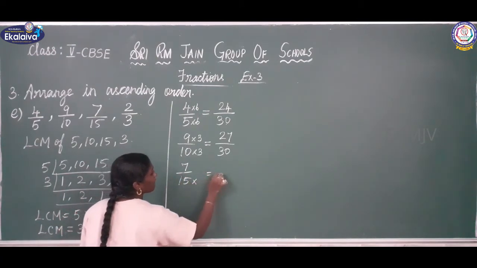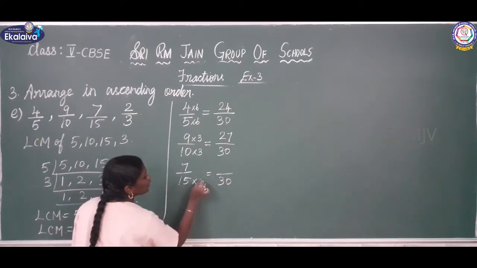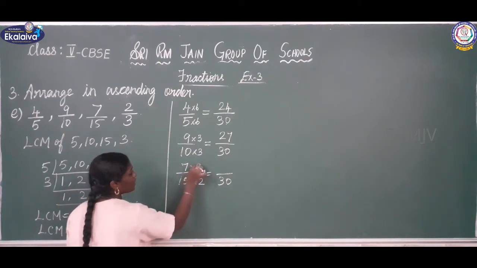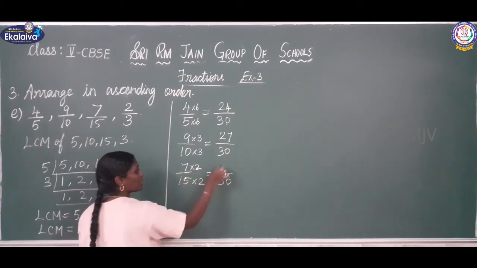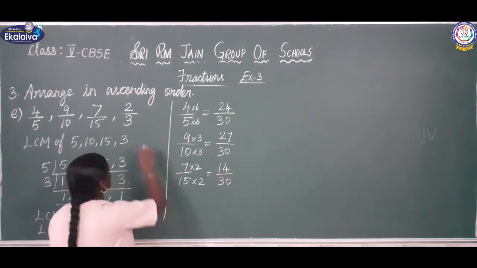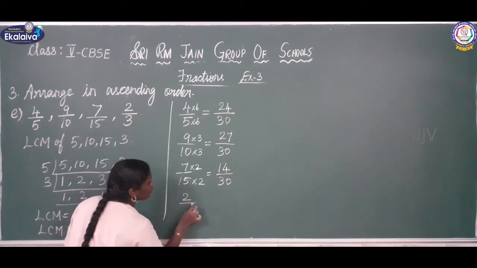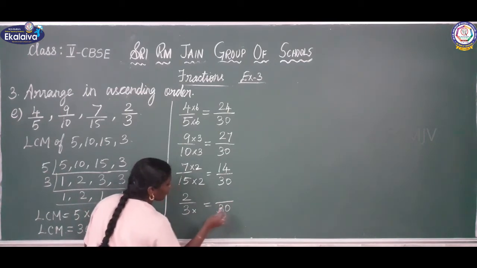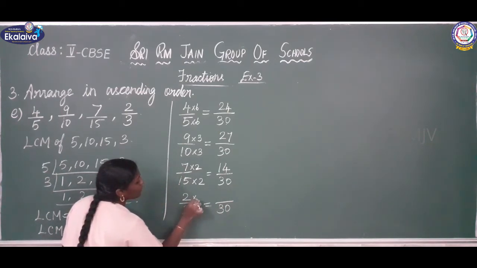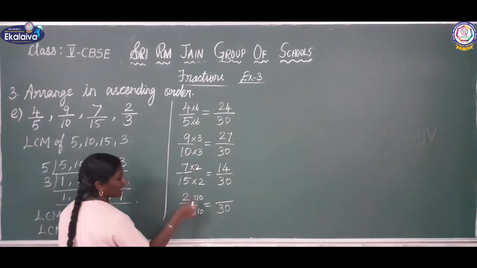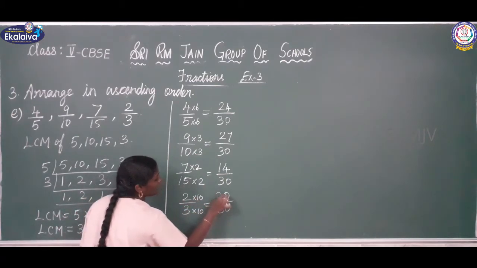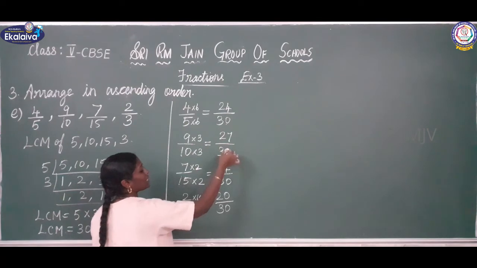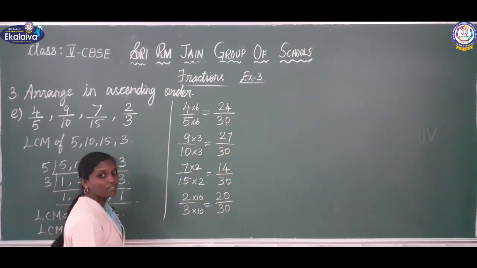In 15 table, 15 2s are 30. So we have to multiply the numerator by 2. 7 2s are 14. Then the fourth one is 2 by 3. In 3 table, when you will get 30? 10 times. So we have to multiply the numerator by 10. 2 tens are 20. Now we got the fractions with the same denominator 30.